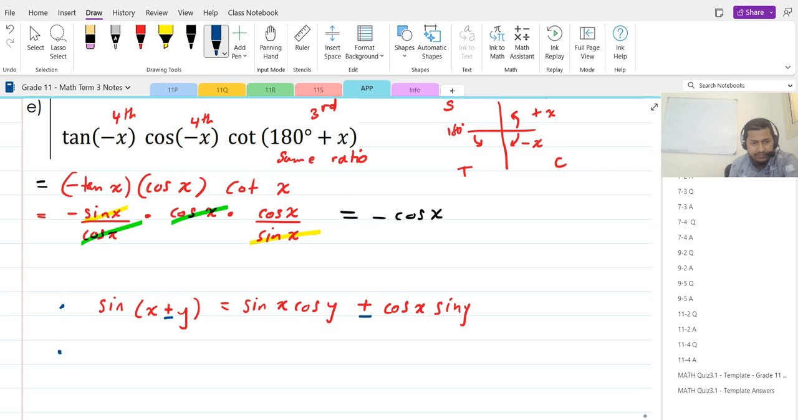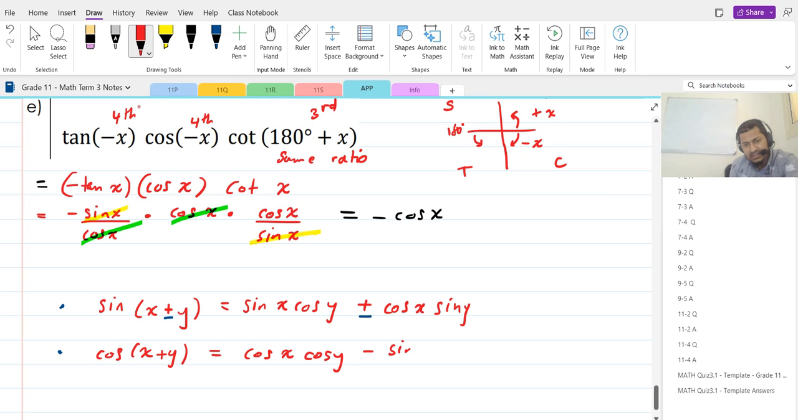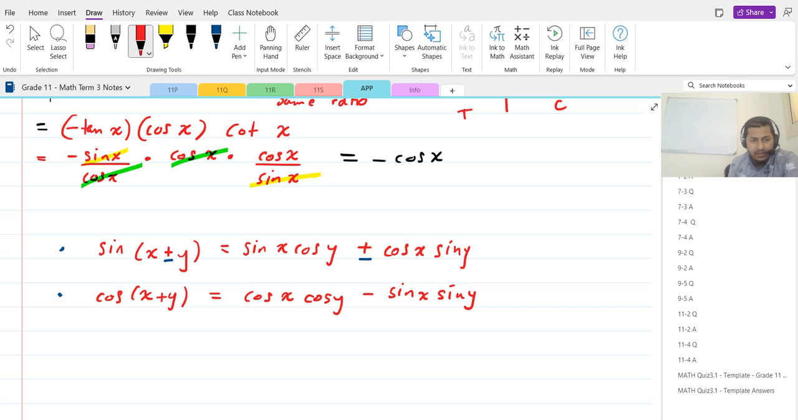Second one, what is cos x plus y? Cos x plus y is cos minus, so cos x cos y minus sine x sine y. Now these are basically compound angles or sum and difference formulas. Now the one with the plus, it changes sign, so it's minus, and if you have a minus, that will become a plus. Right, so follow the red with the red and the blue signs with the blue signs.